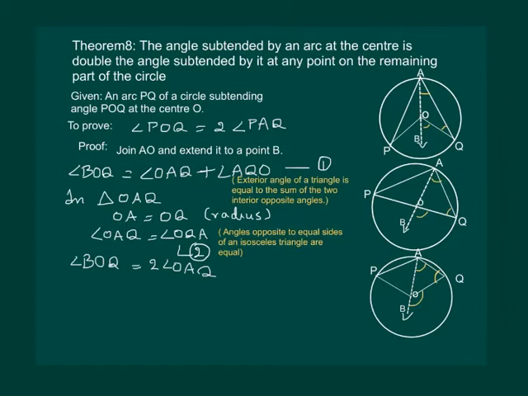Similarly, we can consider triangle OAP. Then angle BOP is the exterior angle and it will be equal to the sum of the two interior opposite angles. And finally, following the same steps, we can get angle BOP equal to 2 times angle OAP.